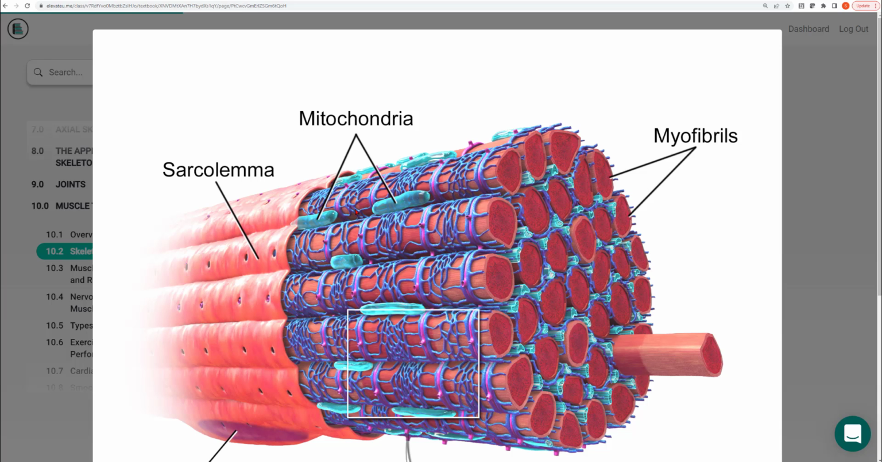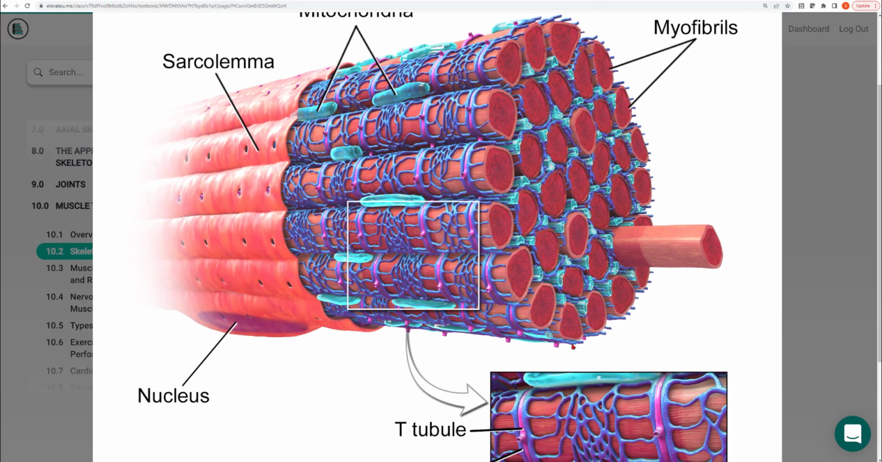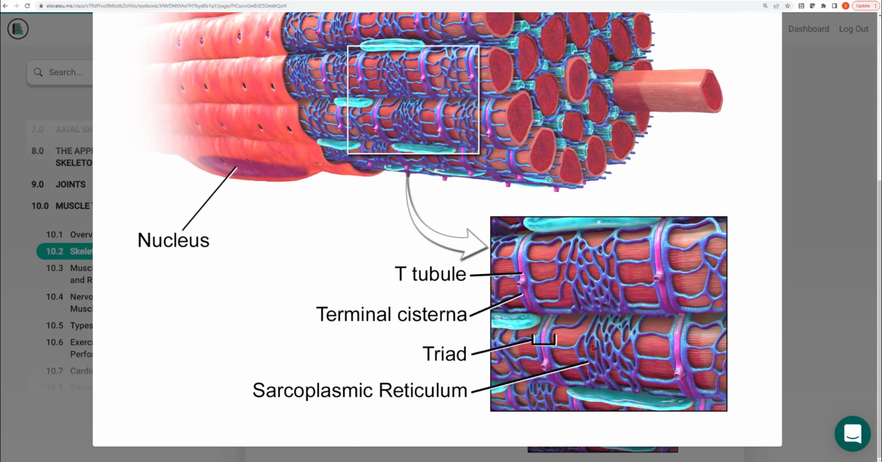We again see the mitochondria. Now they're labeled in this particular view, and all of this webbing, all of this purple webbing is the sarcoplasmic reticulum. And then here I can see a single myofibril being pulled out for demonstration. Again, all this purple webbing is the sarcoplasmic reticulum. Do not worry about these terms, T-tubule, terminal cisterna, or triad. We're not going to discuss those three terms. So just know that that's the sarcoplasmic reticulum, the purple webbing.